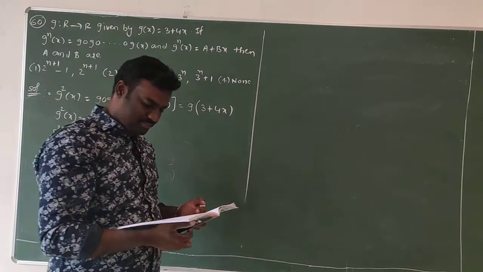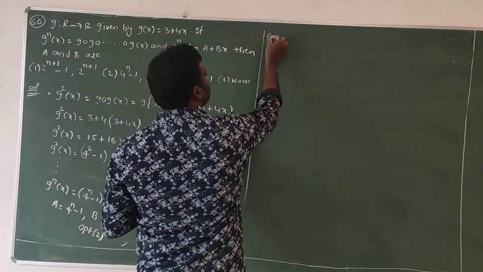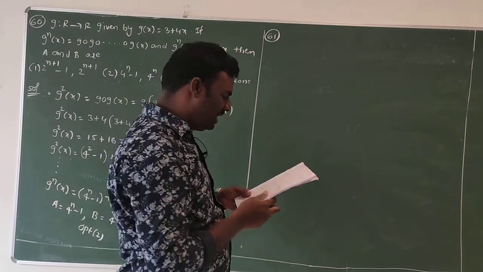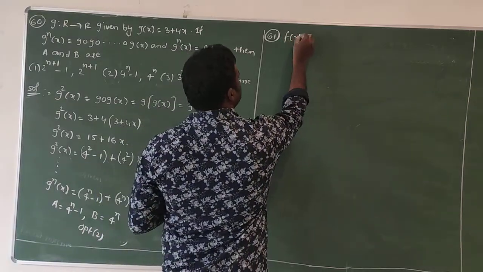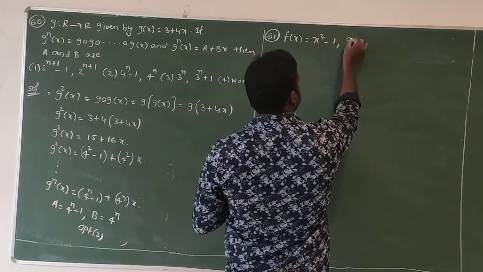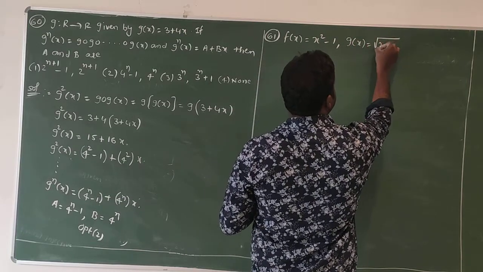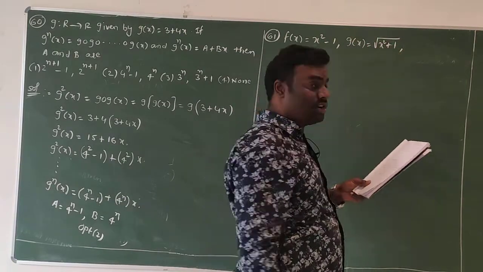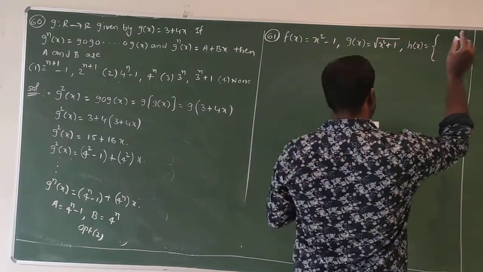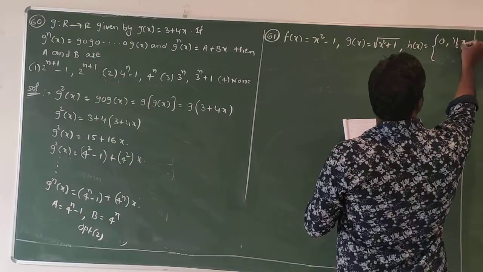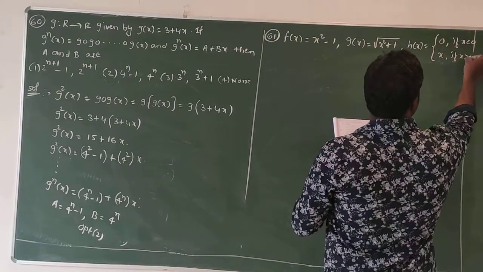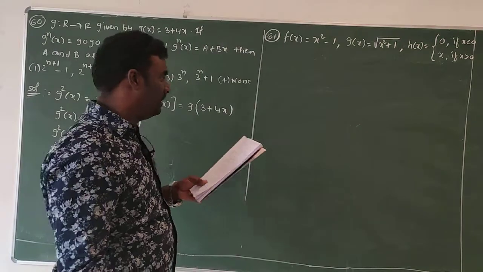Next, question number 61. In question number 61, they have given the functions f, g, h. f is a function R to R, that is x square minus 1, and g is also a function from R to R, that is root of x square plus 1, and the function h of x is given with 2 conditions satisfied. Condition number 1, 0 if x is less than 0, and x if x is greater than 0. Totally 3 functions are given.